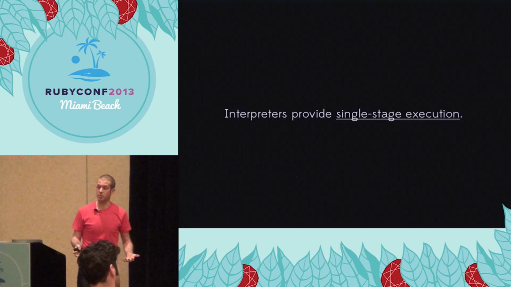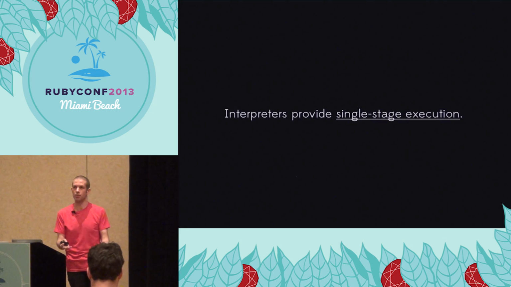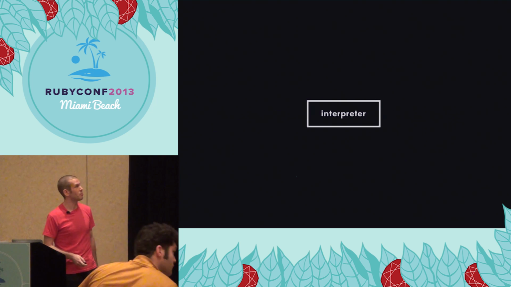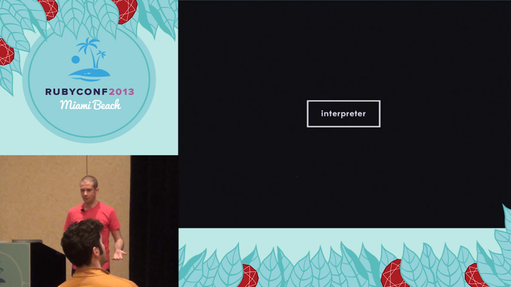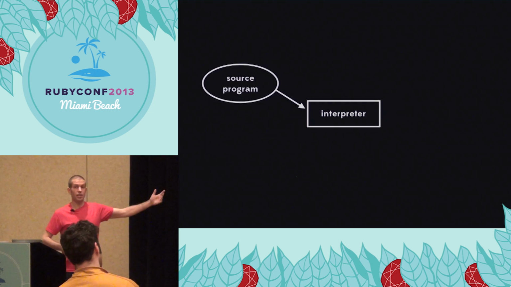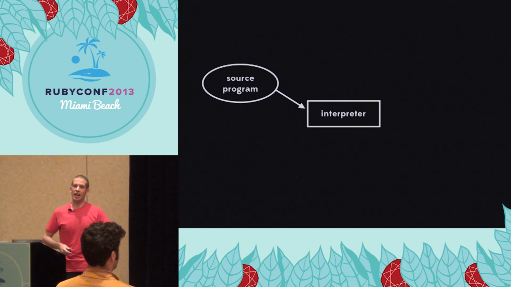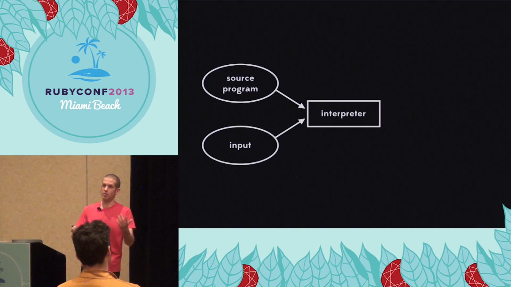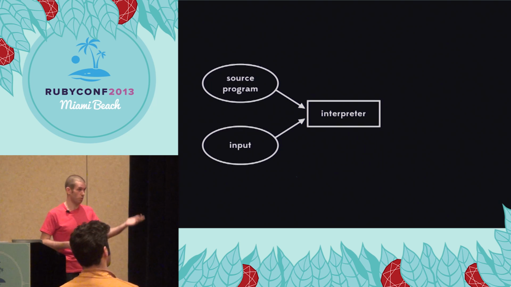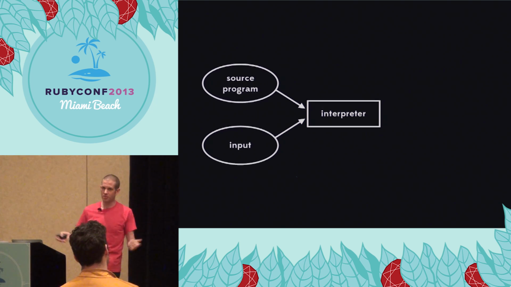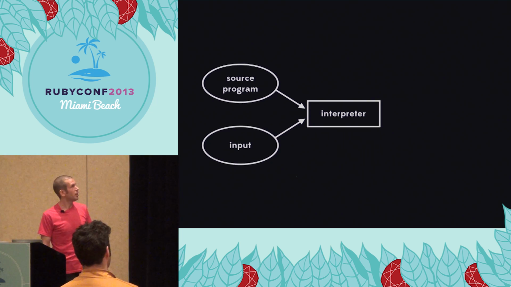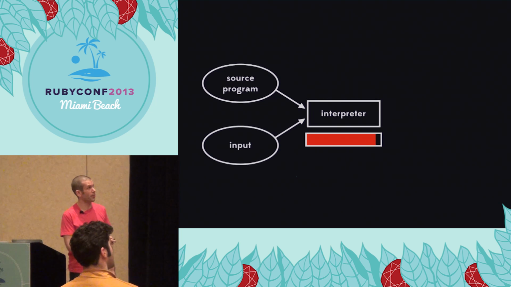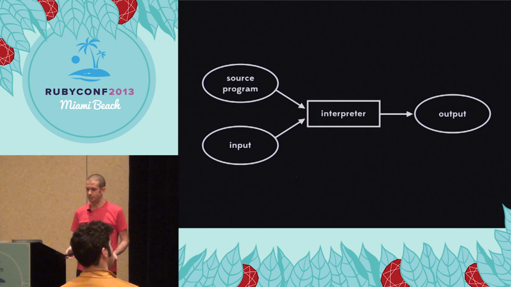The point of an interpreter is that it provides this, what I'm calling single-stage execution. And what I mean by that is you've got your interpreter, and you provide a source program into the interpreter, and then in general, although we didn't do it in the case I just showed you, will also provide some input to the program. So if the interpreter is Ruby, you'll provide a Ruby program as the source, and then the input will be whatever standard input or command line arguments or whatever. So you provide all of that stuff to the interpreter, and then the interpreter is what runs on the machine, and then that produces the output.